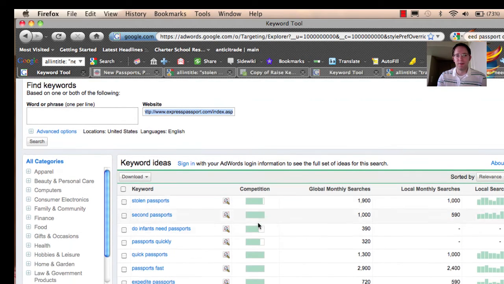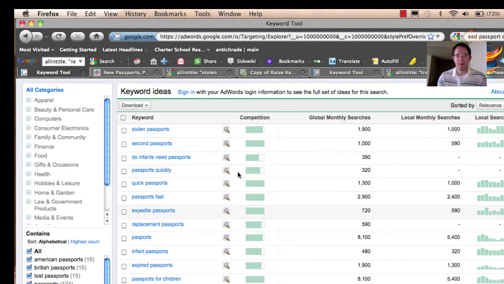What we see here is a variety of keyword phrases that are some of the most obvious ones we could be targeting. For instance, stolen passports. Somebody who's had a passport stolen probably needs a new passport right away. And passports quickly, expedite passports, replacement passports. There are a variety of keyword phrases here that if we were to get in front of the people searching for them, there's a very good chance that's our target market.